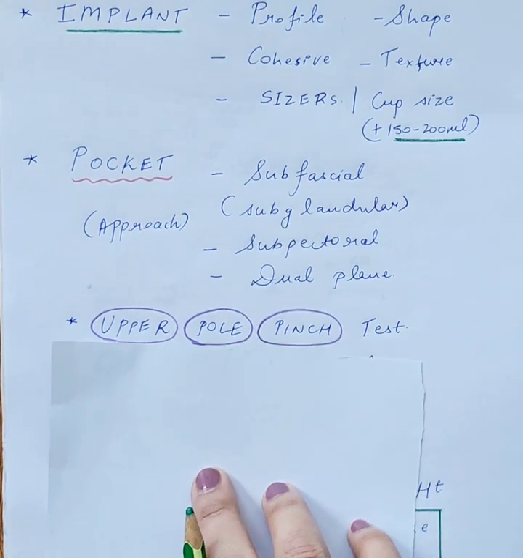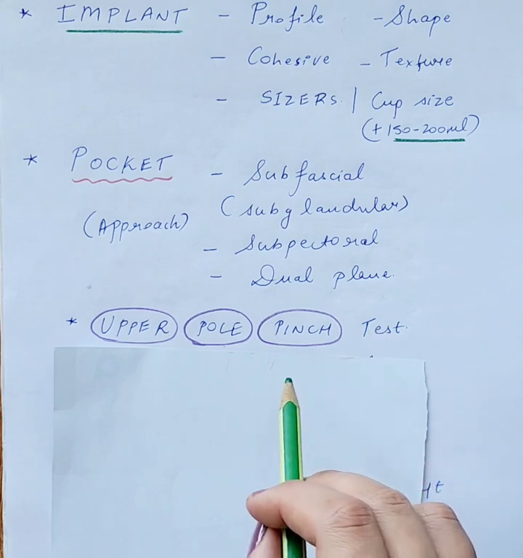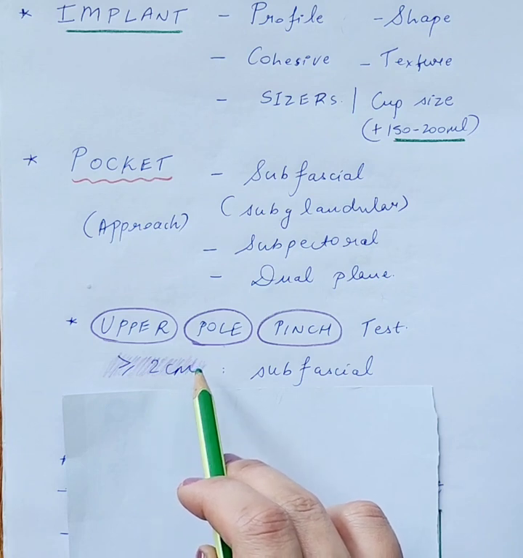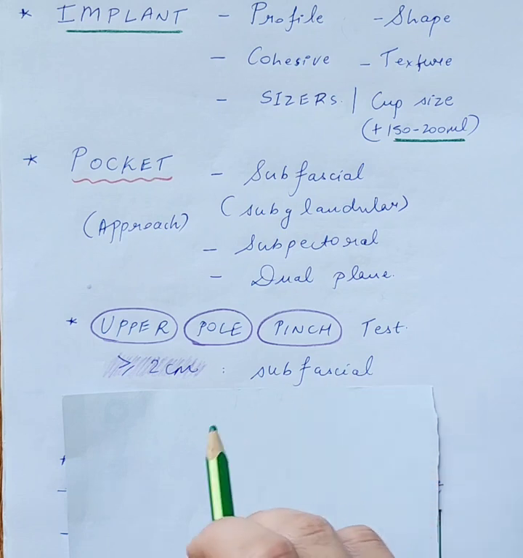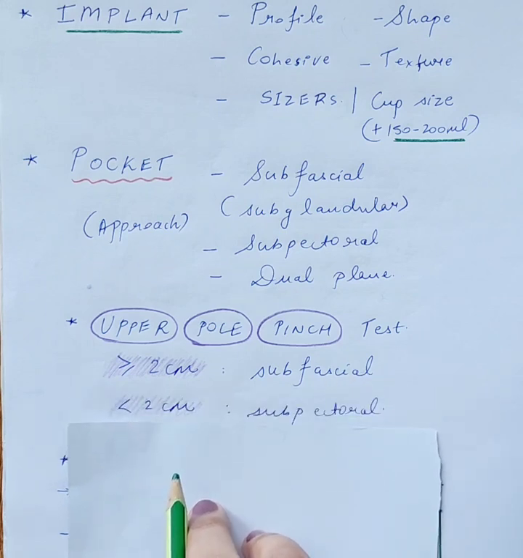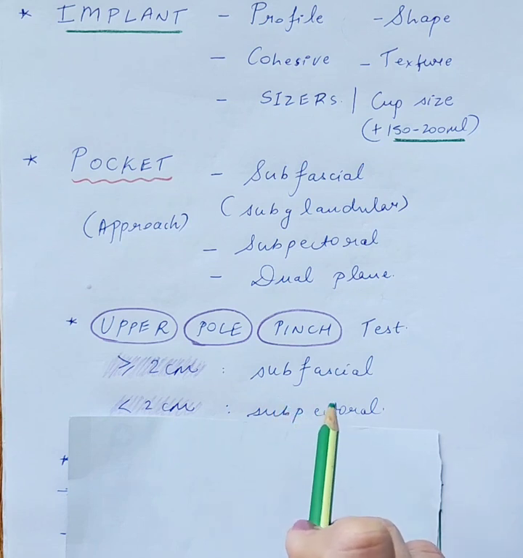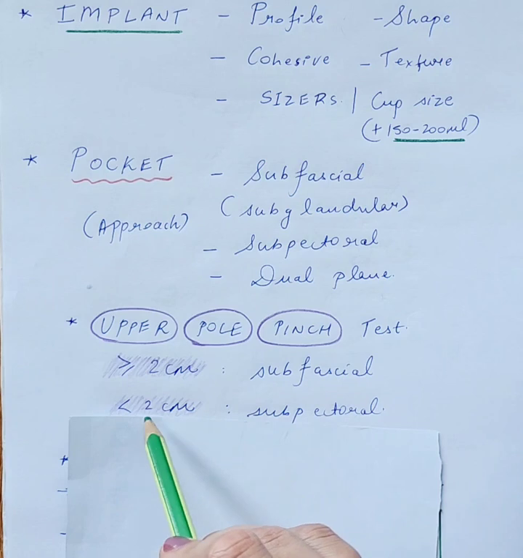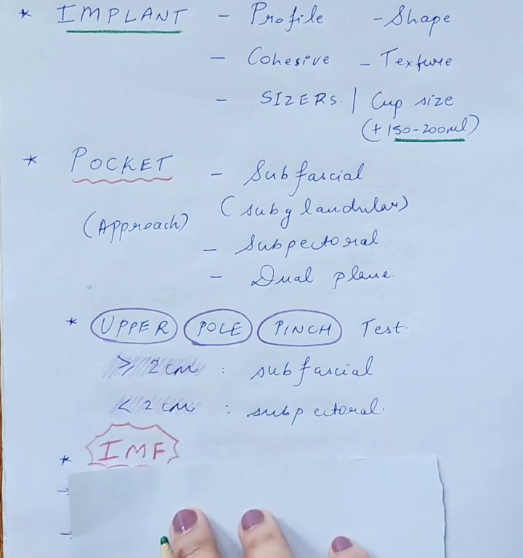So now how do you decide the pocket? You decide it by the upper pole pinch test. So the upper pole of the breast tissue is pinched. If that has more than or equal to 2 cm of breast tissue, then you can select a subfascial pocket. If the tissue is very thin and less than 2 cm, then you need to place the implant below the muscle, that is in the subpectoral pocket. Otherwise, it can show through the skin, it can cause problems with the skin, and therefore the selection of the implant pocket is based on the upper pole thickness.